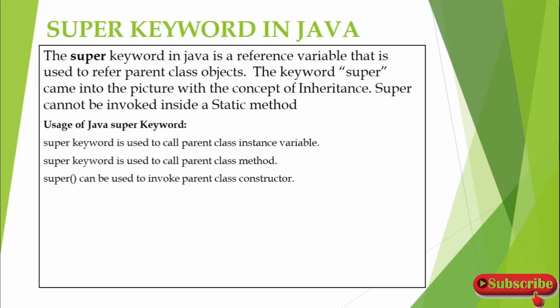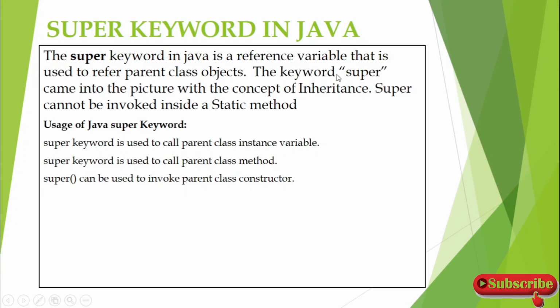In today's video, let's see what a super keyword is in Java. The super keyword is just a reference variable that is used to refer to the parent class objects. So instead of creating an object for the child class and using the child class object to access the parent class properties, either variables or methods, you can use the super keyword and access your parent class properties.